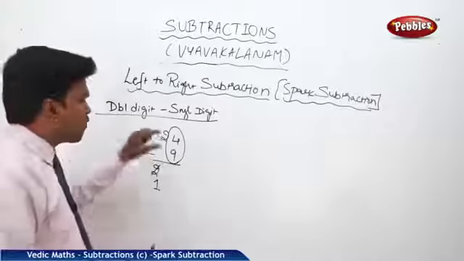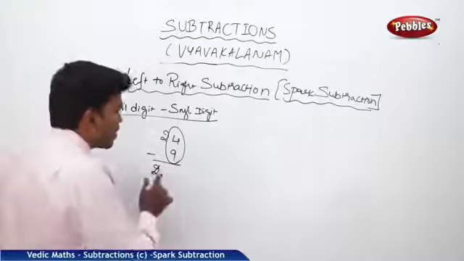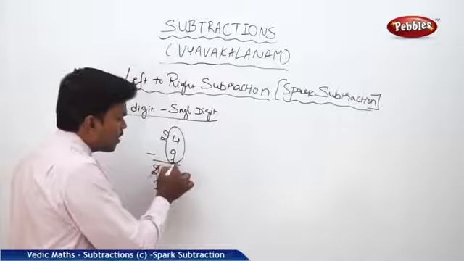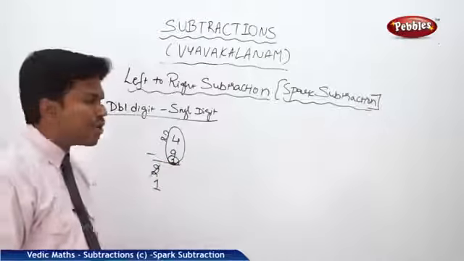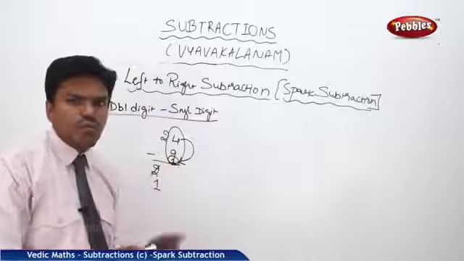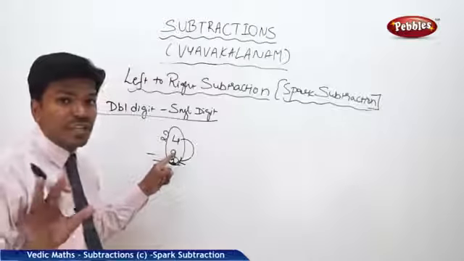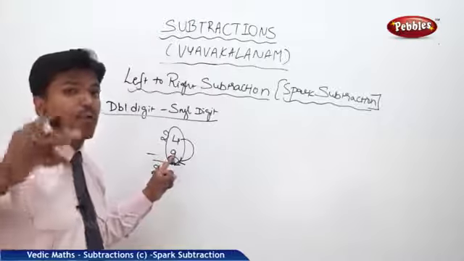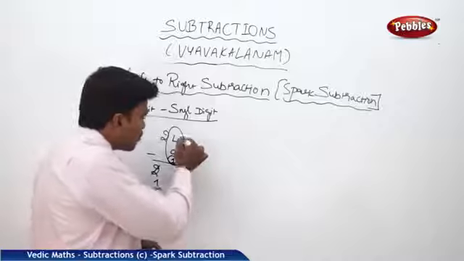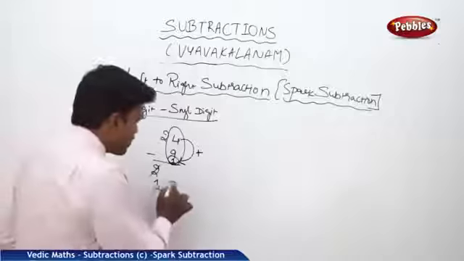Now, for the mismatched numbers, what we are going to do: you tell me, what is the complement of 9? Complement of 9 is 1. So we are going to add the above number to the below number's complement. What is the above number? 4. What is the below number? 9. But we don't need the below number, we need the below number's complement. So what is the complement of 9? 1. So simply add 4 to 9's complement, that is 1. So 4 plus 1 is how much? 5. So my answer is 15.